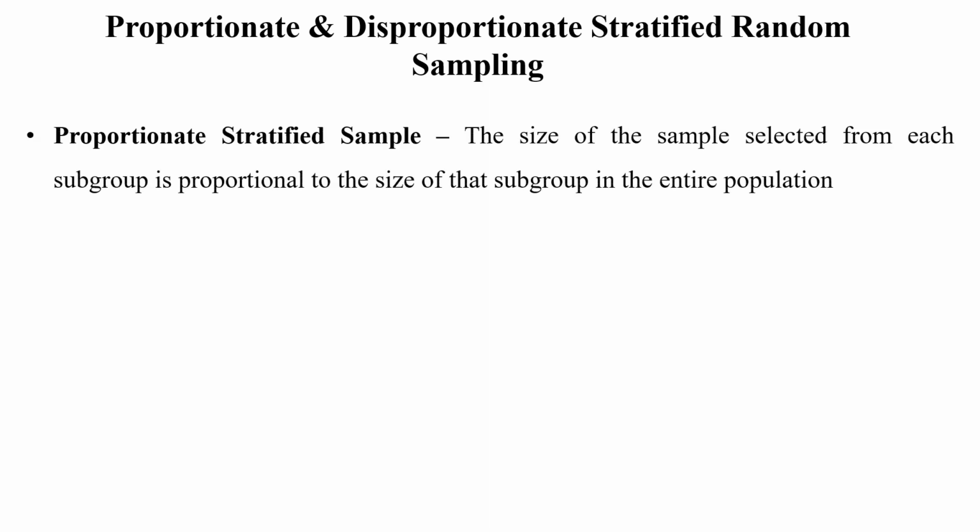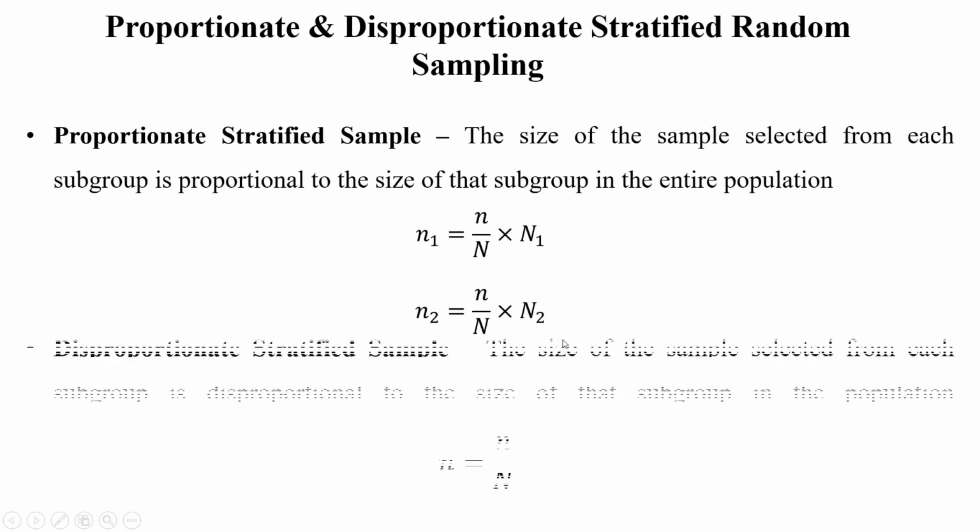What is this proportional and disproportional allocation? In proportional allocation, the size of the sample selected from each subgroup is proportional to the size of that subgroup in the entire population. For example, for the first stratum, n1 equals small n by capital N into capital N1. It means that in that subgroup, based on how much the population is, we are proportioning the sample size. Similarly, it goes on: n2 equals small n by capital N into the second stratum population, N2.